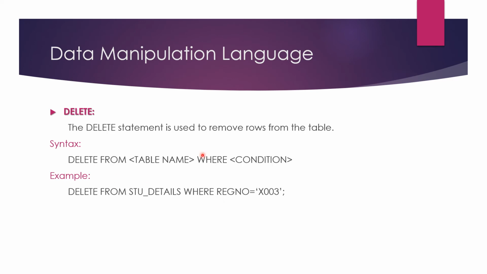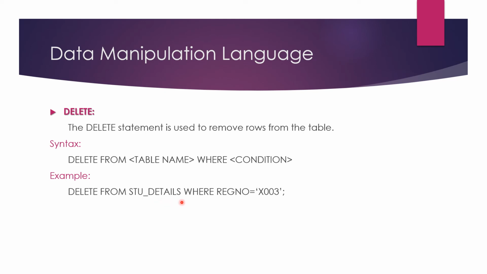And the next query is delete. The delete statement is used to remove rows from the table, and the syntax is delete from table name where condition. Here is the example: delete from student details, which is our table name, where register number equal to X003. So the register number X003 row will be deleted from the student details table.